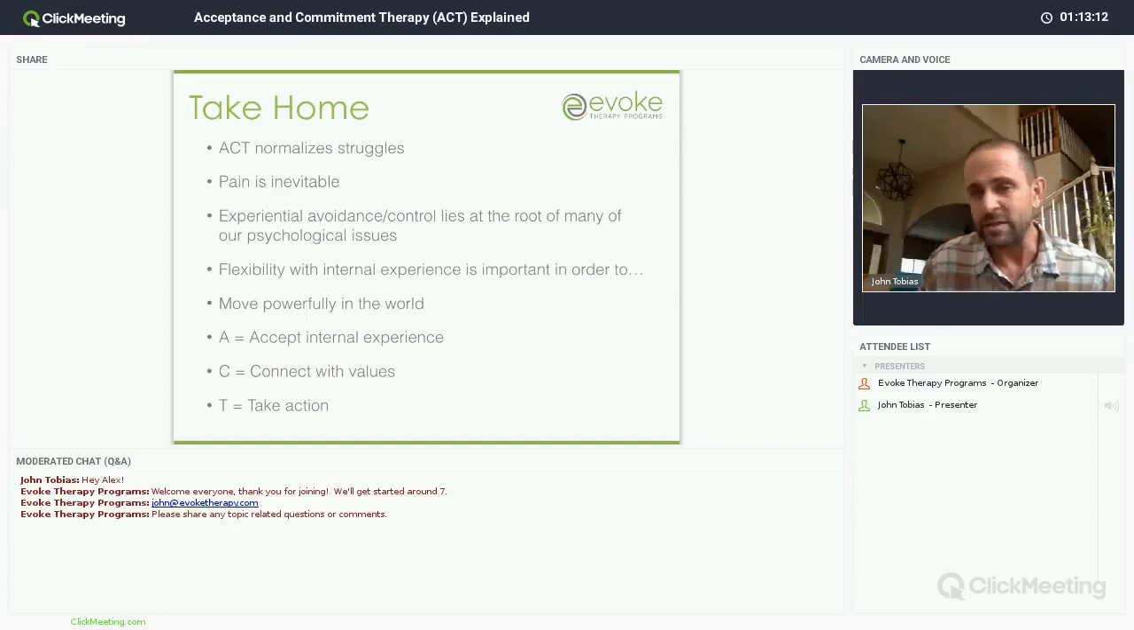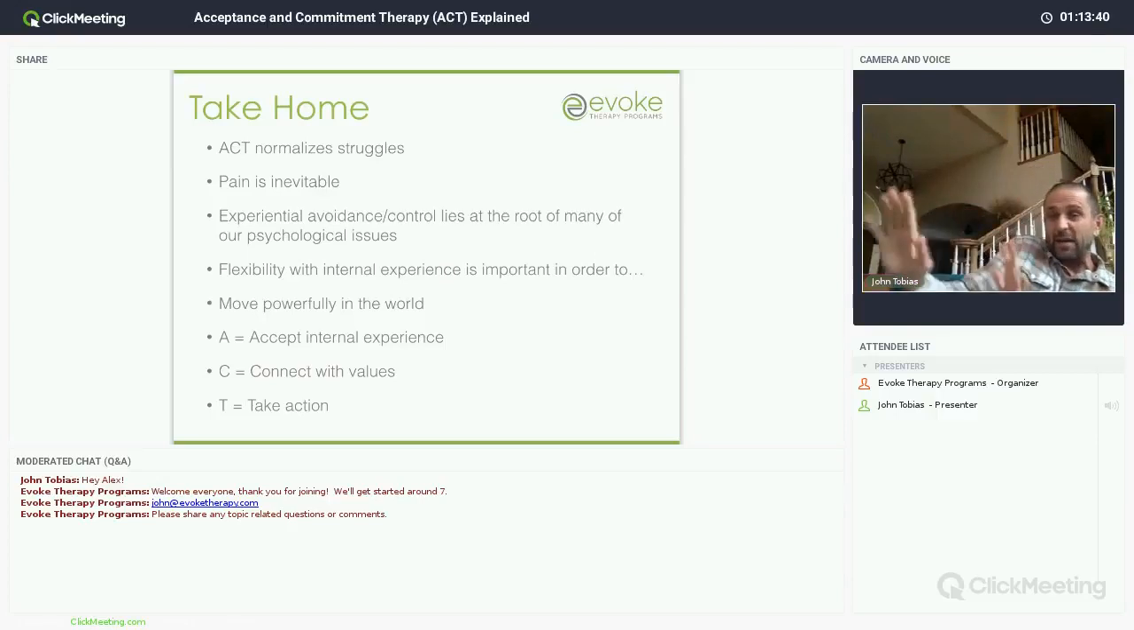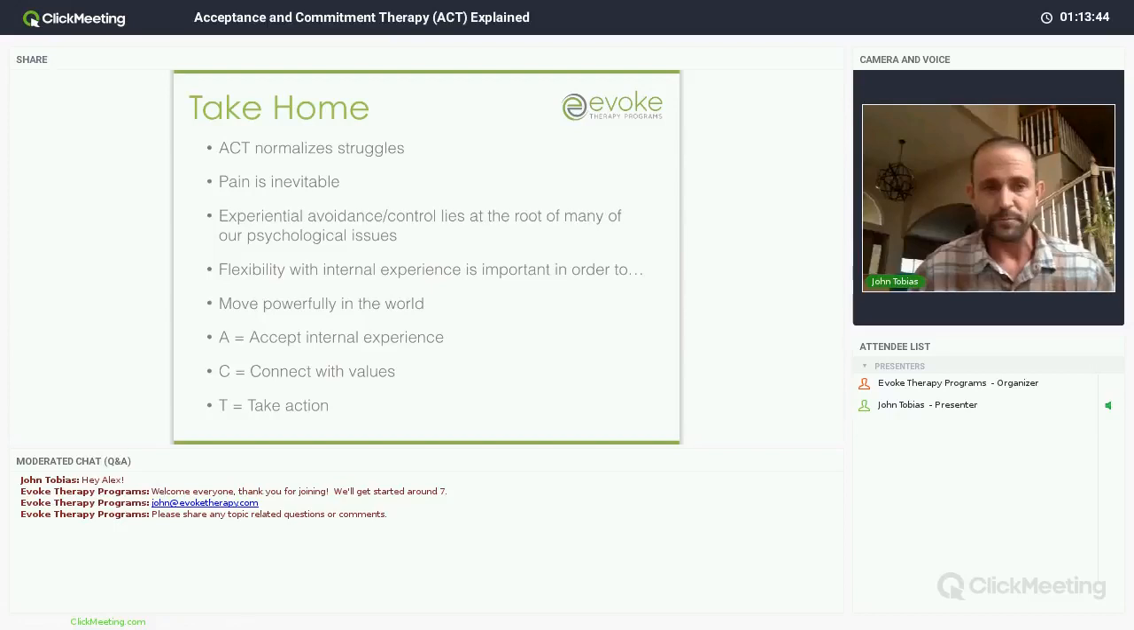Another takeaway: pain is inevitable. So, I don't, again, subscribe to the idea of I have to make my pain go away before I can live my life. Good luck with that one. If you know a way to do that, that's healthy, let me know. This idea that experiential avoidance or control, that avoidance or control agenda, lies at the root of many of our psychological issues. And it's that I have to get rid of, or I have to push away difficult thoughts and feelings.